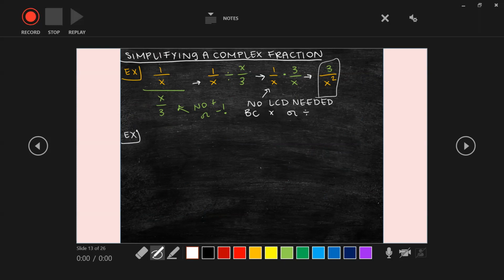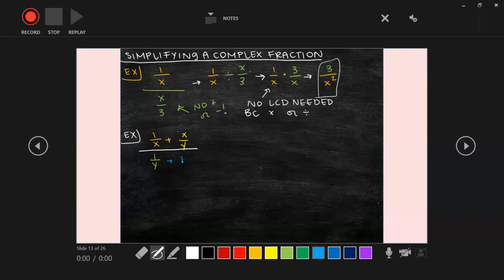So let's see an example where you are maybe adding something. Let's say that we have 1 over x, we are adding x over y, and that is all over 1 over y, and we're adding 1. There's lots of different instructions in here. So let's take a second.